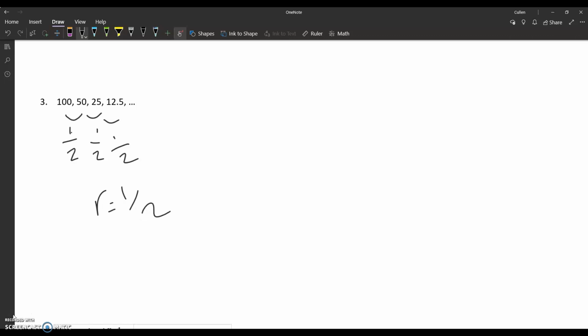And then our common ratio here, that's our common ratio. And then our explicit formula is going to be a_n, and I'm going to plug in my first term. First term here is 100. So it's going to be 100, and then times my r, in this case it's 1/2, and raise that to the n minus 1 power.